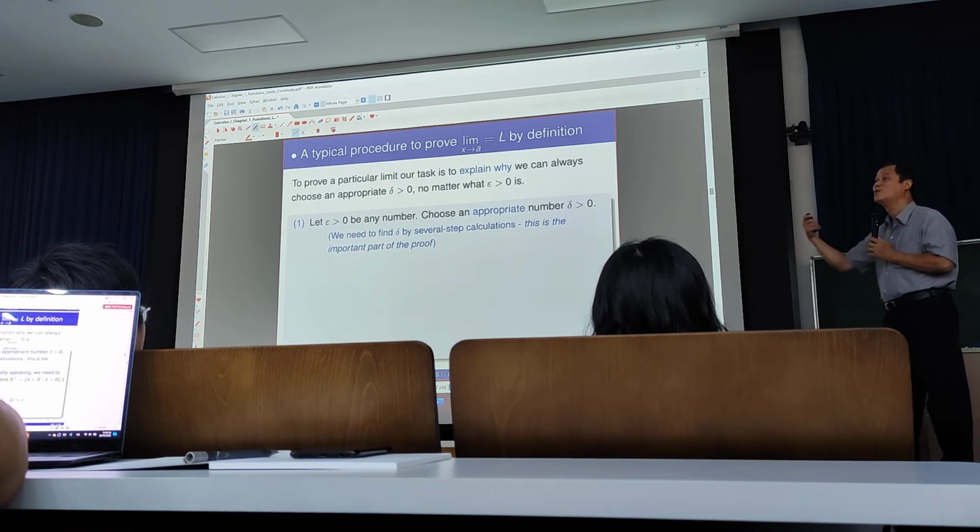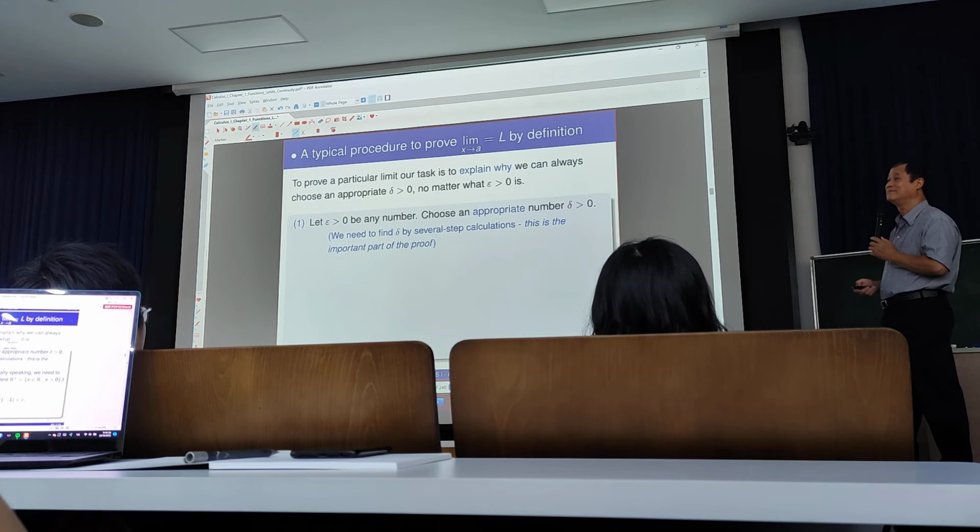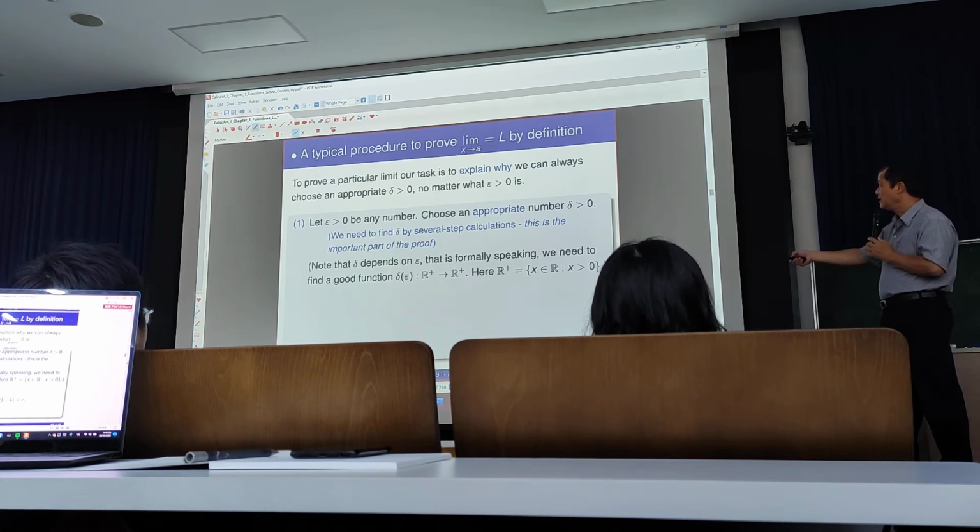Suppose you found it. Then remember, your delta must depend on epsilon. The smaller the epsilon, the harder it is to find delta. It depends on epsilon a lot.